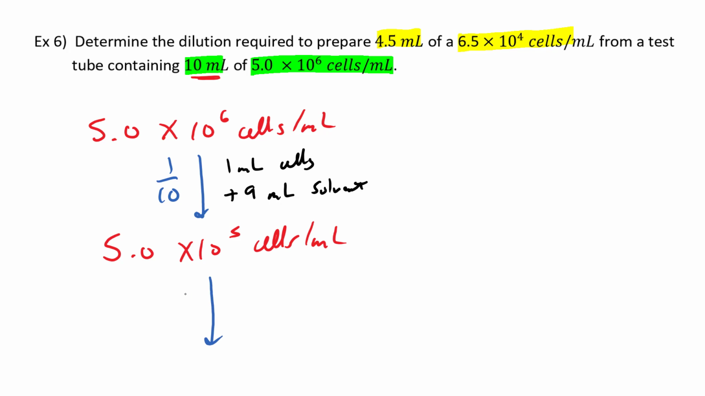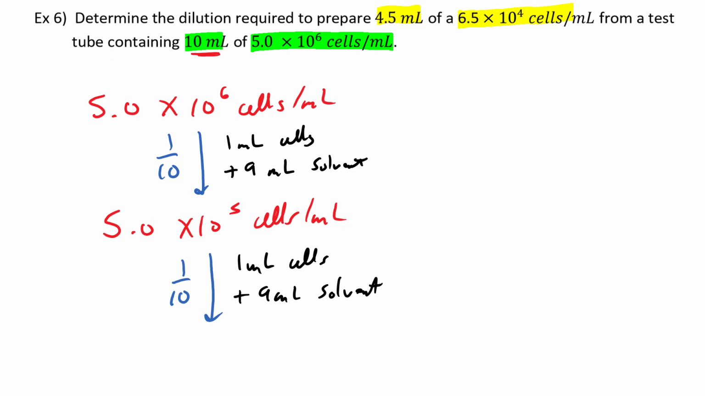I will then perform another 1 in 10 dilution, taking 1 mL of this new dilution of cells and adding to that 9 mL of my solvent. This will then give me 5.0 times 10 to the 4 cells per mL. Looks good, right? We want to get close to times 10 to the 4, and here I have times 10 to the 4. Looks good, right?